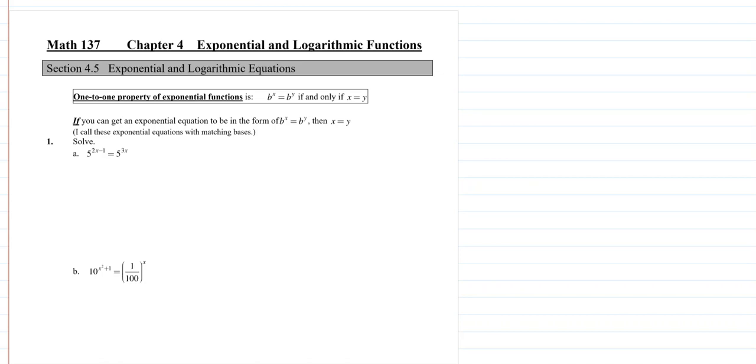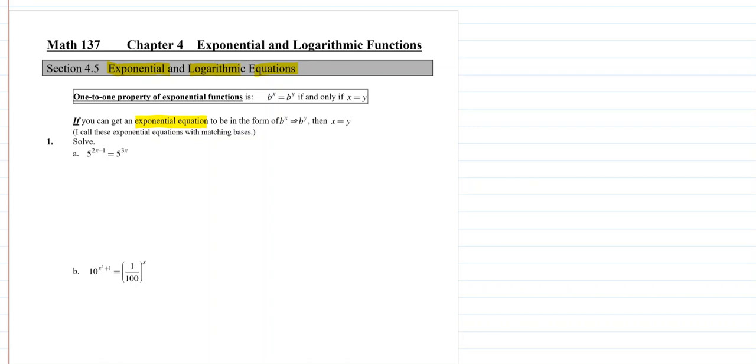We have been talking about exponential and logarithmic functions in this chapter. In section 4.5, we will look at some equations, exponential and logarithmic equations. So first, exponential equations. An exponential equation is any equation that has a variable in the exponent. Now there are two types that you are going to see that will require two different approaches to solve.